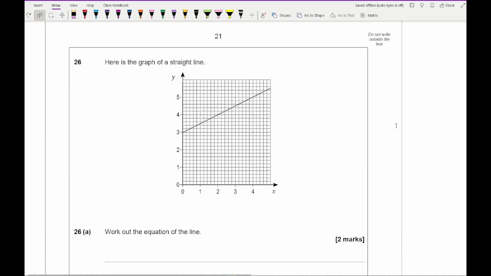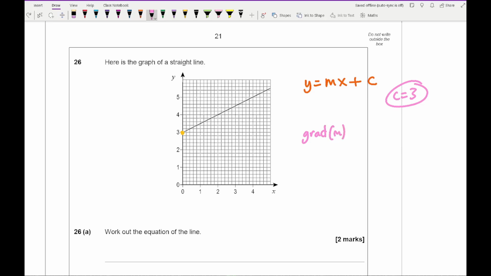Moving on to question 26, it says here is a graph of a straight line. Work out the equation of the line. So for this, what I need to do is use y equals mx plus c. And c is the y-intercept, and we can see that it intercepts the y-axis at 3. So c equals 3.